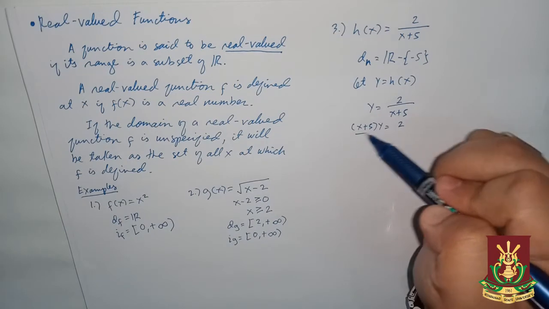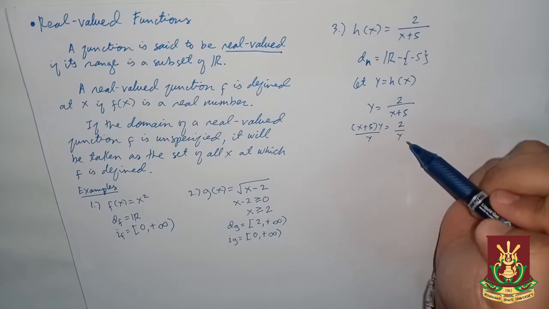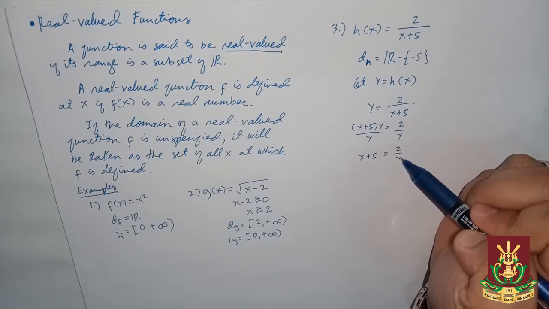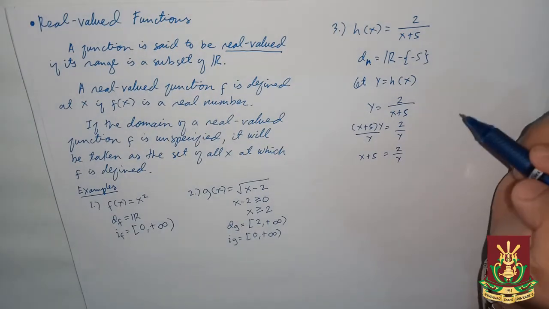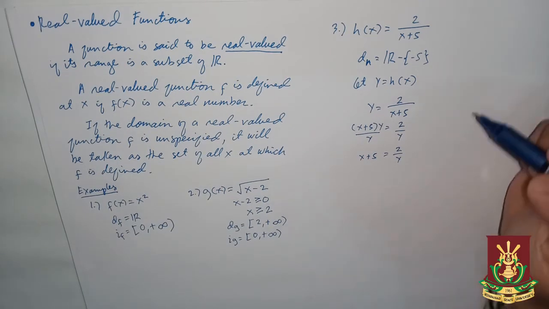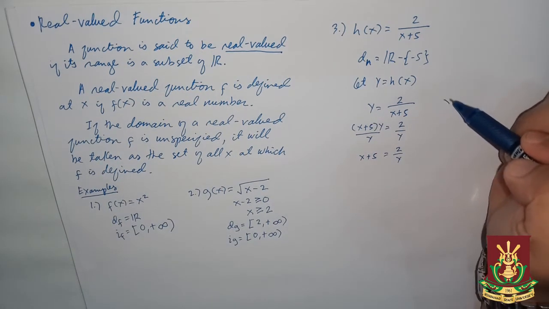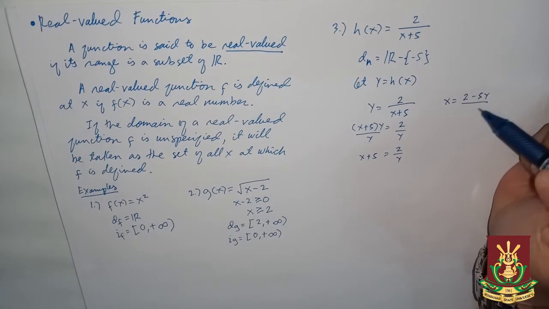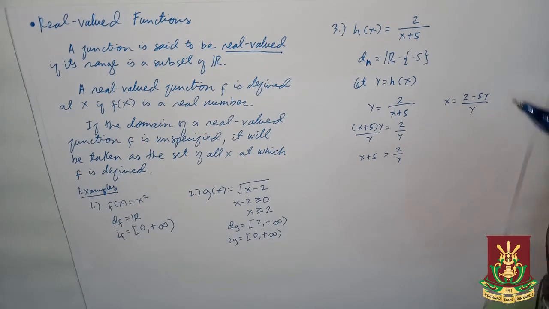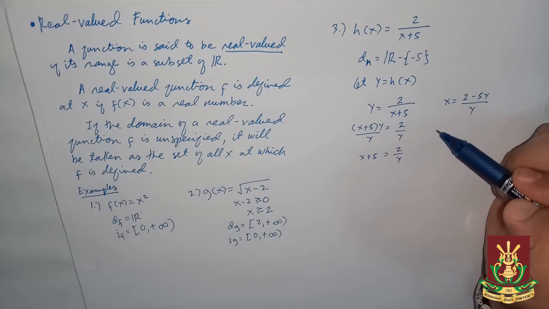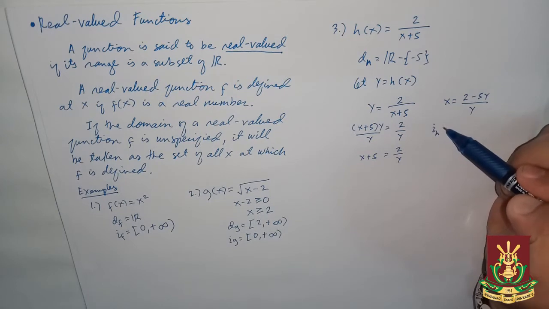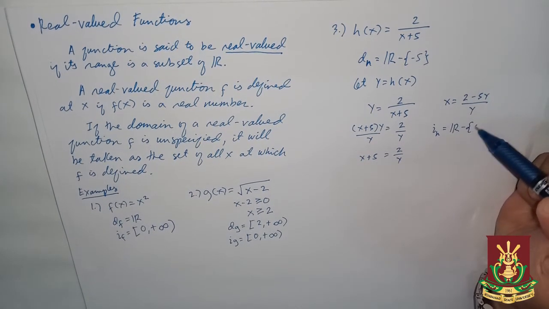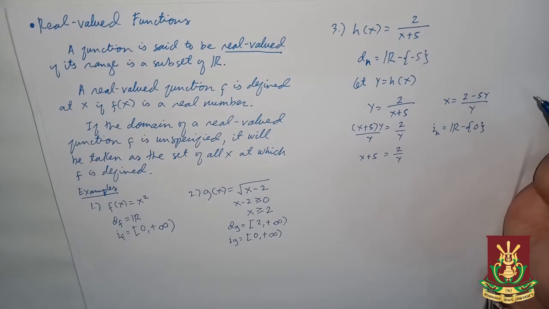Dividing both sides of this equation by y gives us x plus 5 equals 2 over y. Now, when we solve for x, we will have x equals 2 minus 5y all over y. Examining this expression, we can see that the image of this function is the set of real numbers except for the value y equals 0.